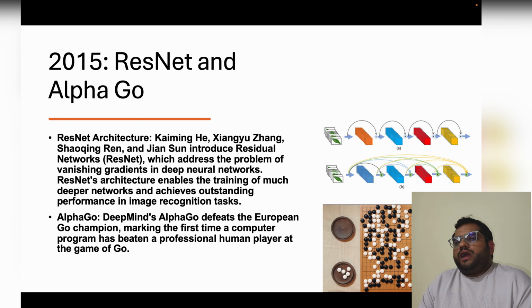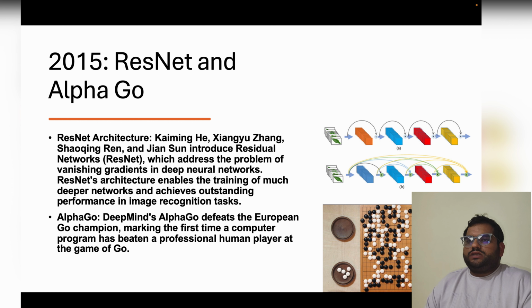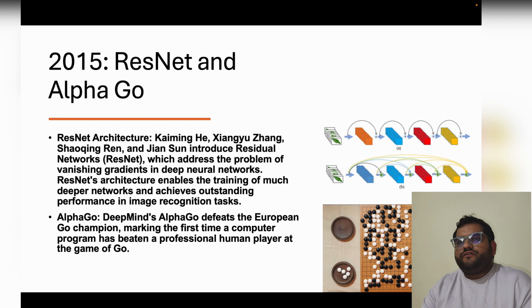Also, there was another architecture, which is ResNet. It's one of the most used architectures in image processing. That also came up, and it beat a lot of image processing networks. So these were some of the histories from 2015.